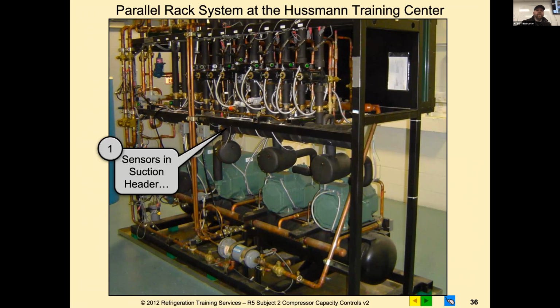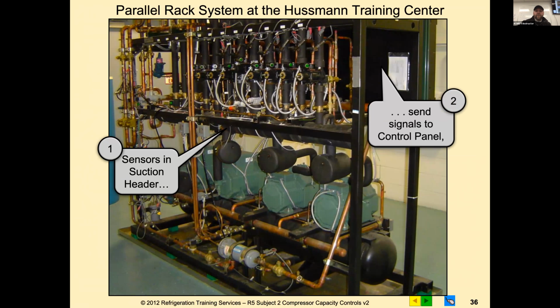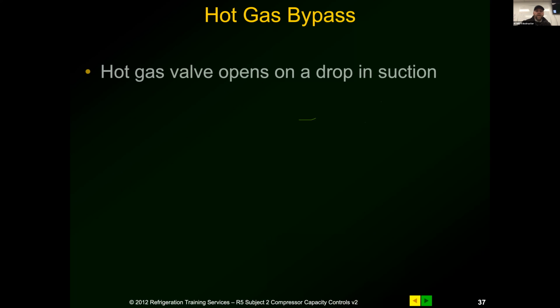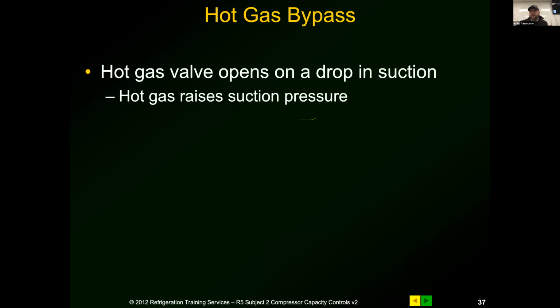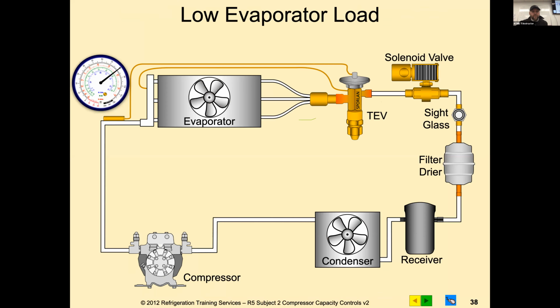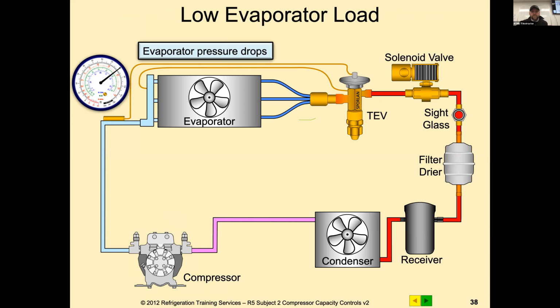Sensors in the suction header send signals to the control panel, which cycles the compressors as needed. That's what we were talking about. So, hot gas bypass: the hot gas valve opens on a drop in suction. I looked at this last night. I might hurry through this stuff unless one of you guys has seen this application. Hot gas raises suction pressure, prevents high compression ratios, and prevents compressor short cycling. Has anybody seen where they're dumping hot gas into the suction? Yeah.